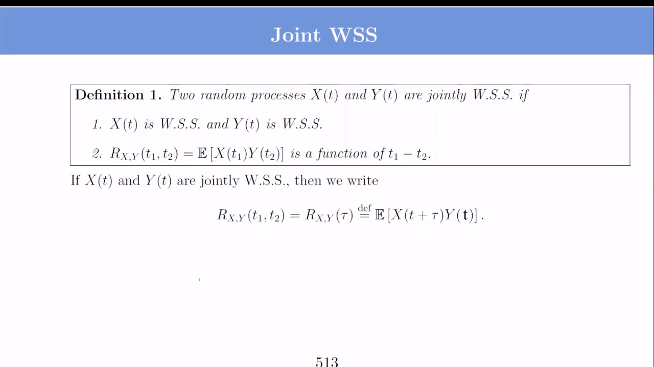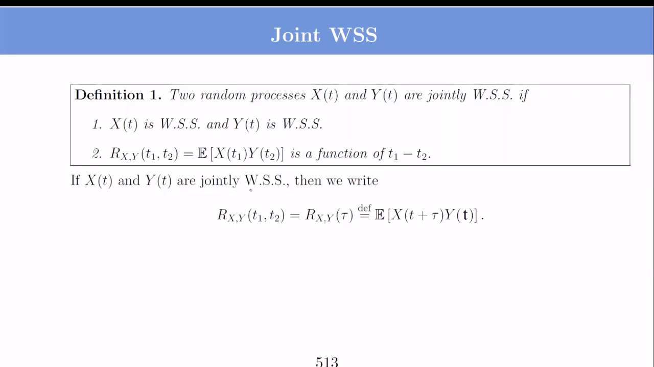So based on this cross correlation function, we can talk about whether two processes are jointly wide sense stationary. Two random processes x(t) and y(t) are jointly wide sense stationary if they satisfy the following two conditions. First, x(t) should be wide sense stationary and y(t) should also be wide sense stationary, and the cross correlation function should be just a function of t1 minus t2. It should not be a function of t1 and t2 separately. It should only depend on the delay. This means if I increase t1 and t2 both by tau, the cross correlation should be the same.